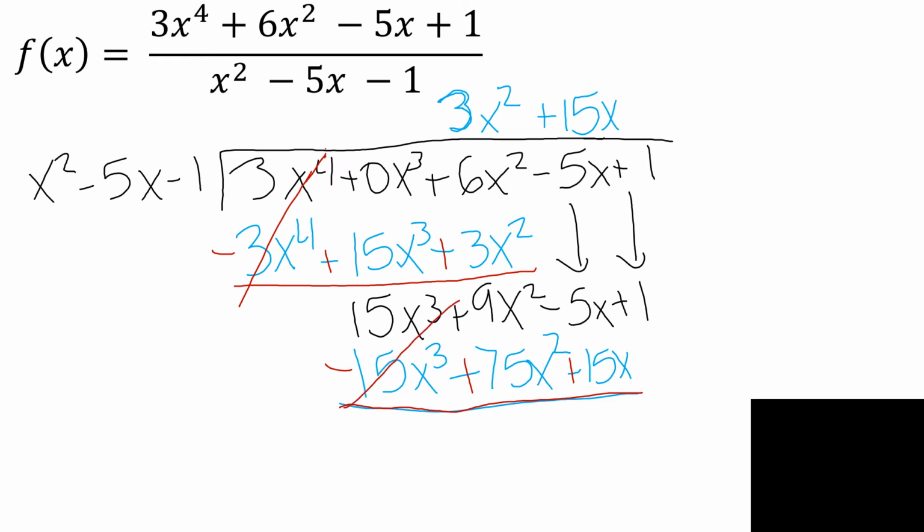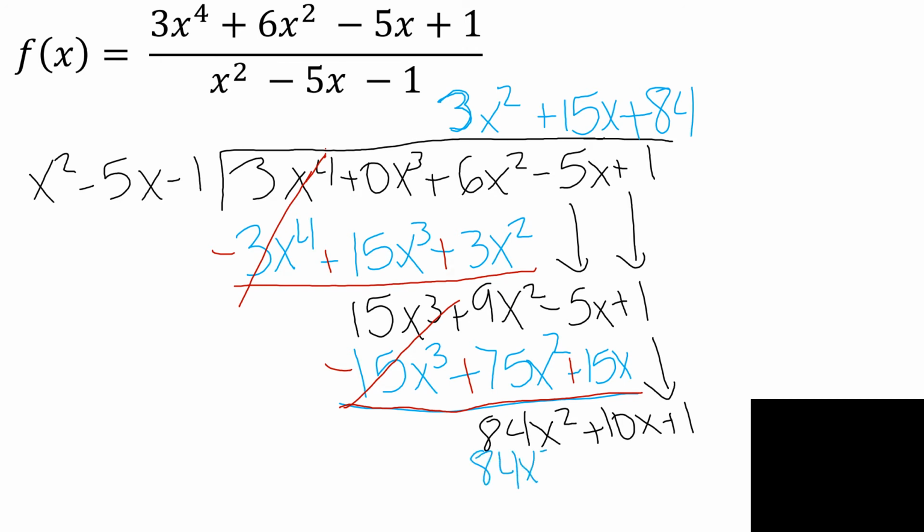I have 9 plus 75, which gives me 84x squared. Negative 5 plus 15 is a positive 10x, and bring down my plus 1. And x squared does go into x squared, so we can rinse and repeat one more time. 84x squared divided by x squared is 84. Multiply those together, we get 84x squared.